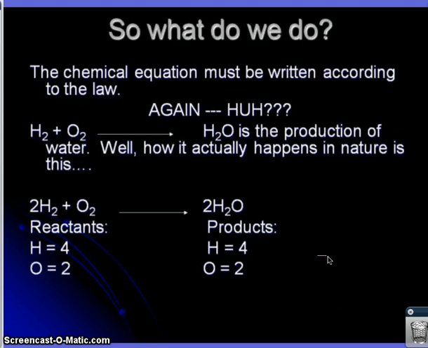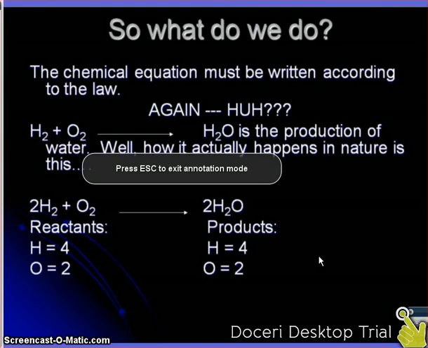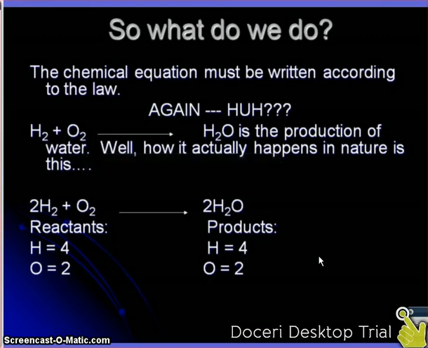Okay, so right here is how we would change that. When we are balancing equations, the only thing we can change is the coefficient, not the subscript. We can never, ever, ever change the subscript. So you see here that we've added a coefficient of 2 to each side. When we multiply that out, we now have 4 hydrogens.